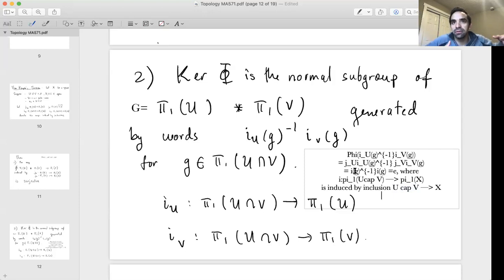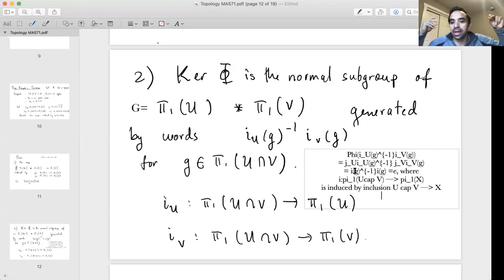If I have an inclusion of spaces, A into B, an injective map, the map from pi1 of A to pi1 of B doesn't have to be injective. Yeah, you needed like a deformation retract or whatever, right? Retract, for it to, yeah.